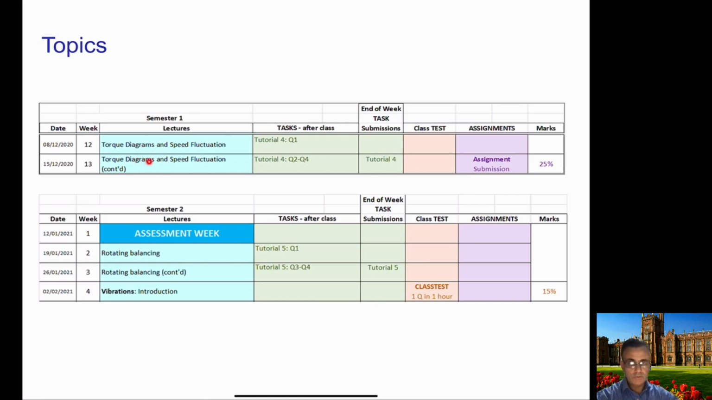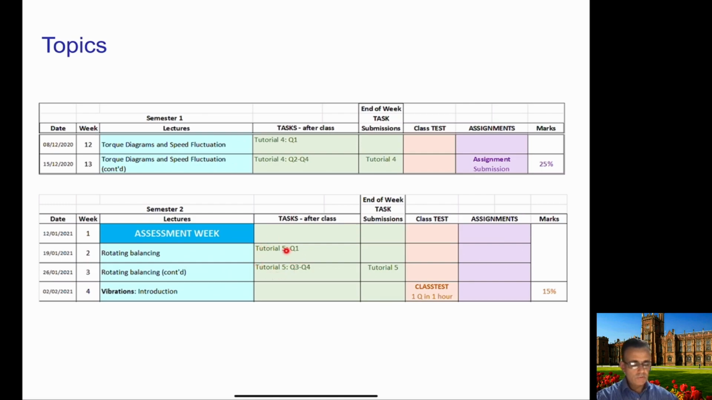topics. So the first one, which we already did in semester one, was about torque diagram and speed fluctuation. And now in the next 2 weeks, so this week and the next week, we will discuss this new topic, which is about rotating balancing.